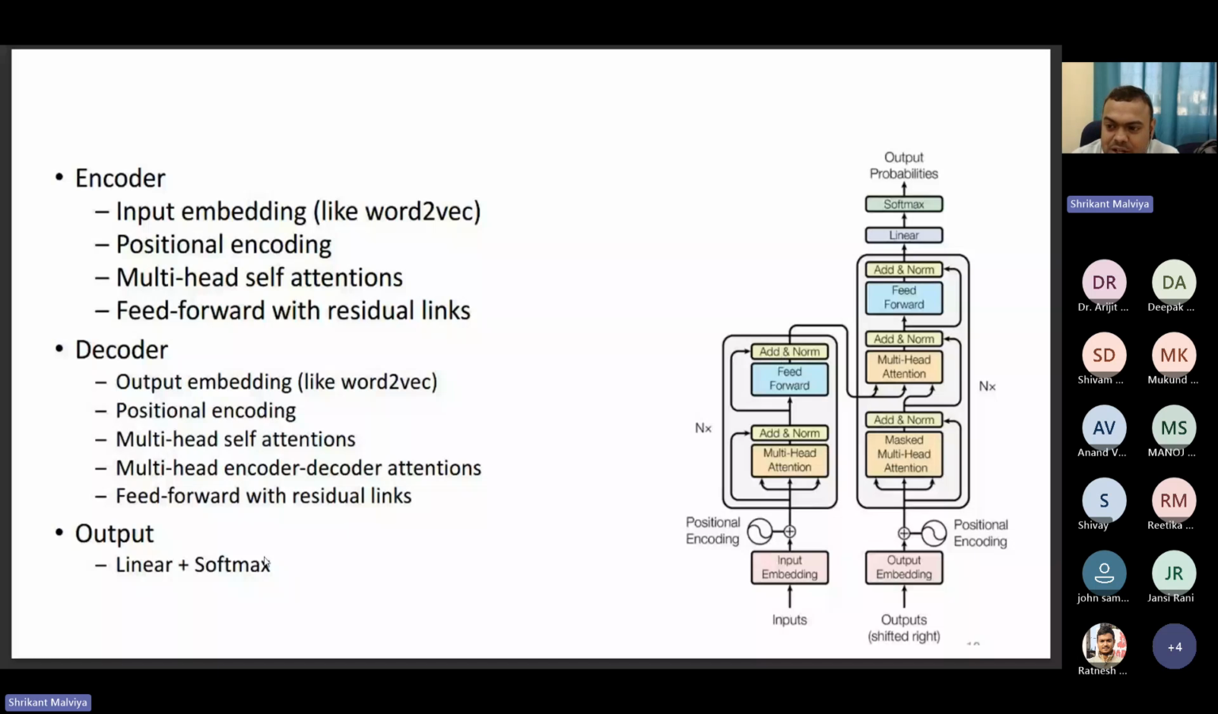Ultimately, whatever output we get at the final decoding node will be processed through a linear layer, with softmax applied, giving the output probability.